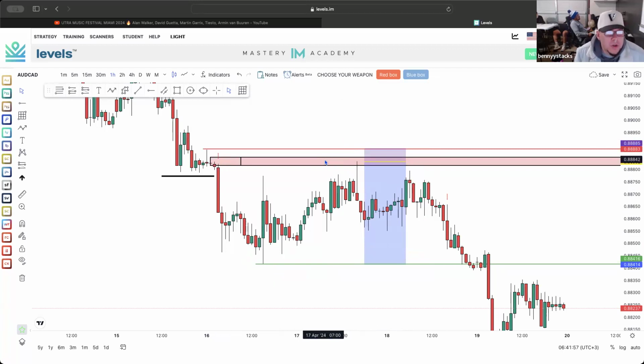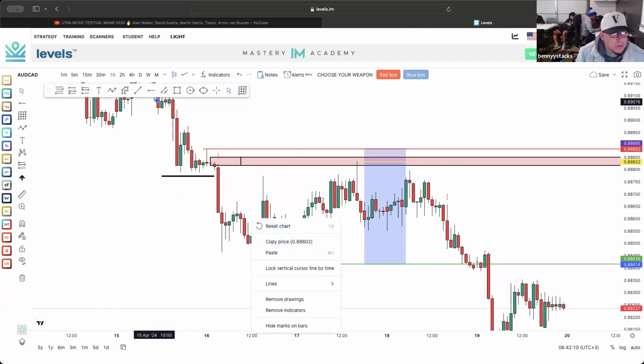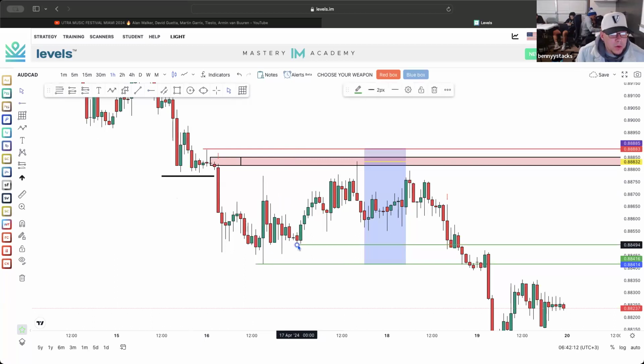Now let's find some structure so we could partial out. Right? We have a low point here that we can use. Not only that, guys, there's consolidation right before market buys up. So we can actually use this as well to partial out.